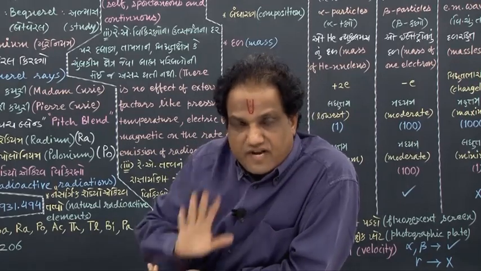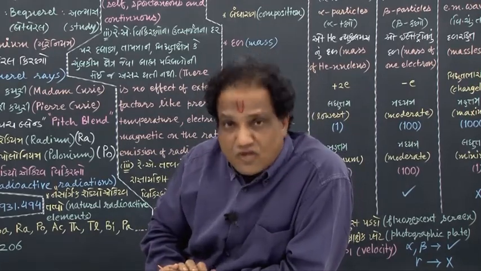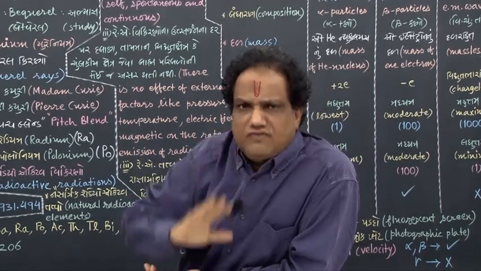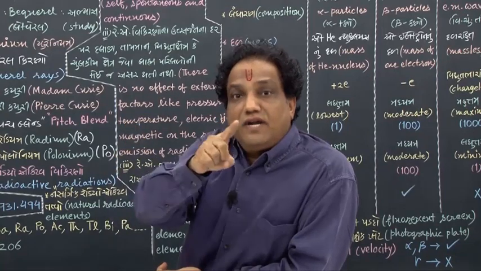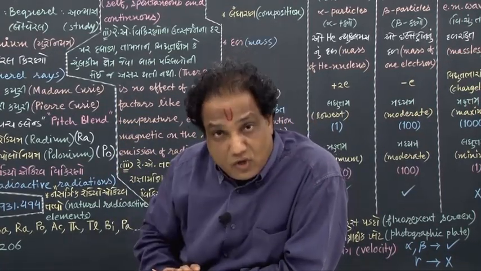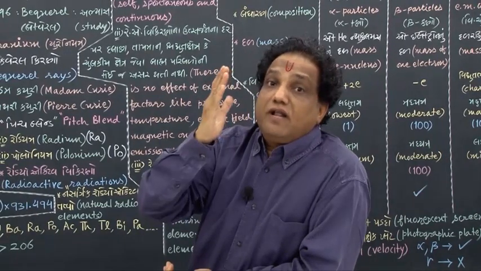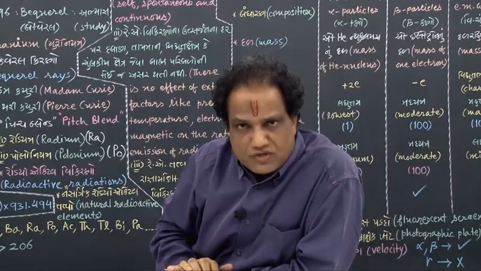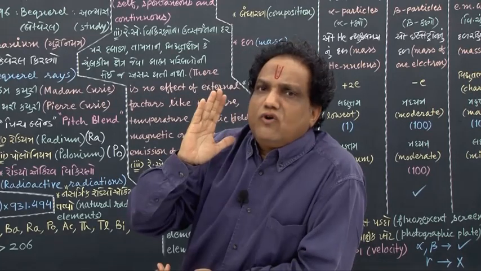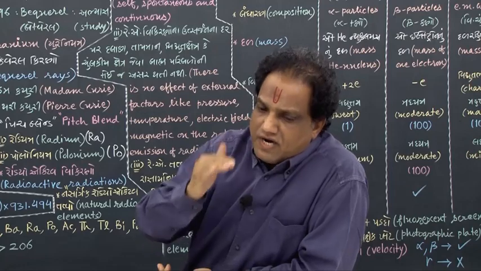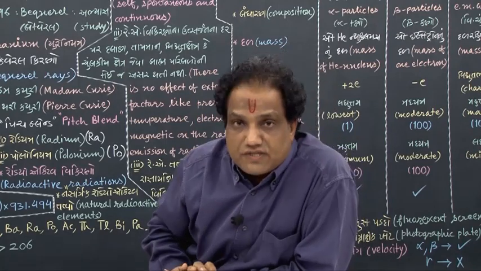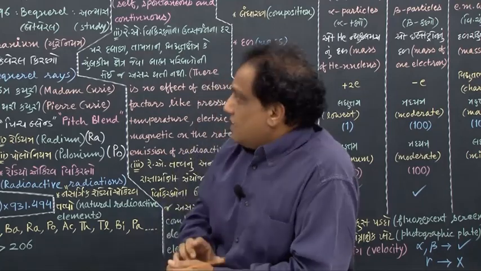Those radiations which were emitted out of uranium were found to be of three different types. Let us give them symbols: alpha, beta, gamma. Initially, these radiations were known as Becquerel radiations because Mr. Becquerel had discovered them. Correct? So initially they were called Becquerel rays, but now we call them radioactive radiations.